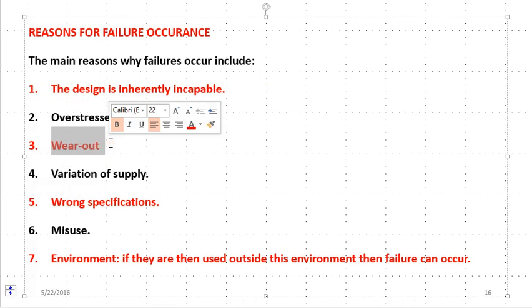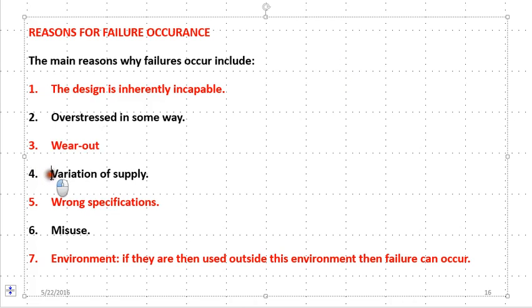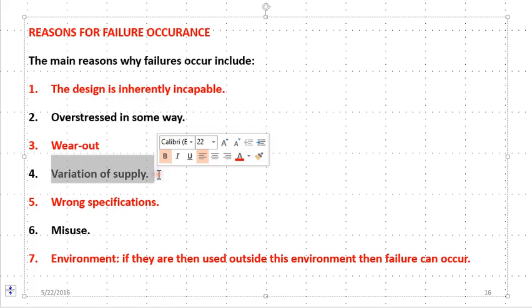And the next one is what we call wear out failure. This is a kind of failure that happens as a result of aging. When the machine is becoming older and older, its parts are becoming weak, and therefore it will be experiencing more frequent failures. Another reason that can cause failure is variation of supply. That is, if you are to power your system with, let's say, 12 volts DC, but the voltage keeps on changing to 14, 16, up to 24, that is variation of voltage, and it can cause failure.